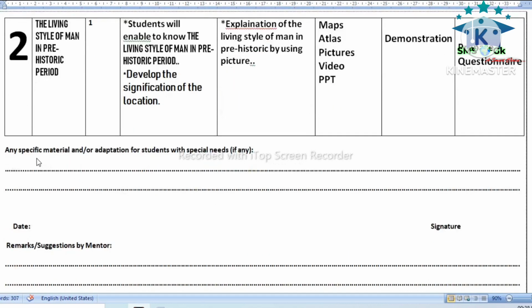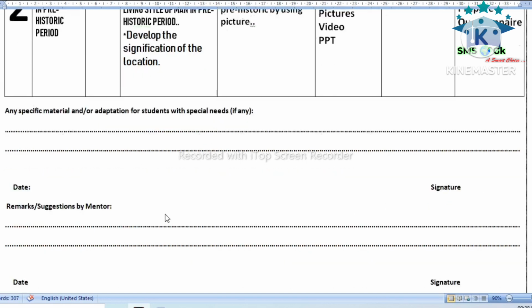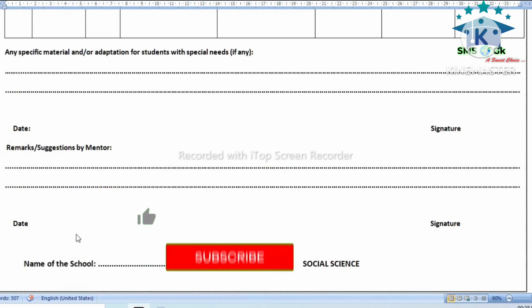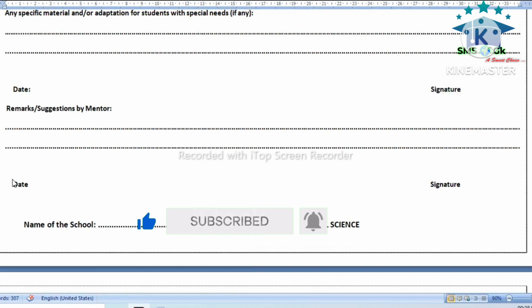And last, you can see here any specific material and or adaptation for students with special needs. You can write some specific material or adaptation for CWSN, handicapped students. You can write here some advice. And finally, you write here the date and signature, and remarks and suggestions by the mentor, and take some suggestions from your mentor. Write the date here and take the signature of the mentor.